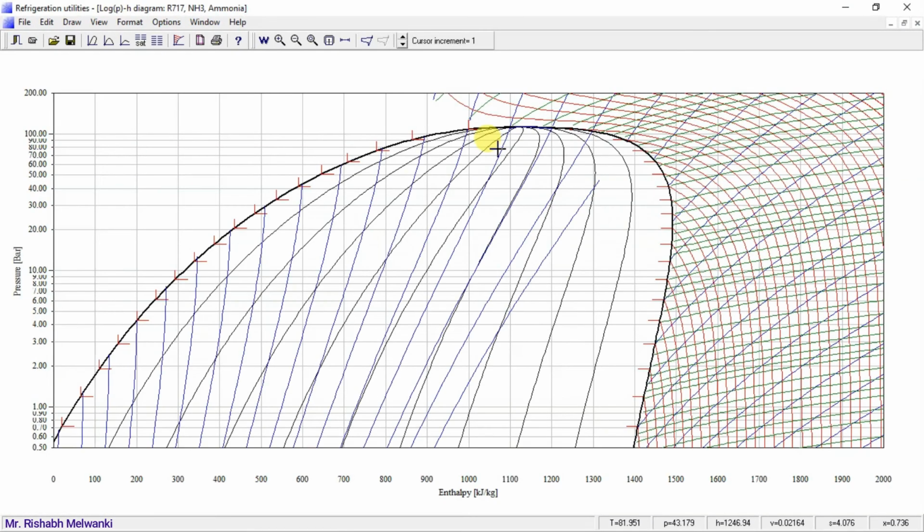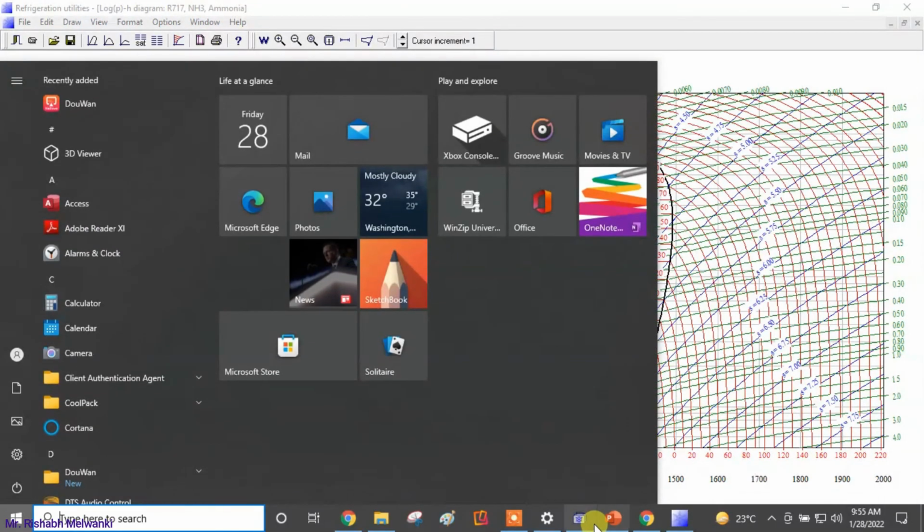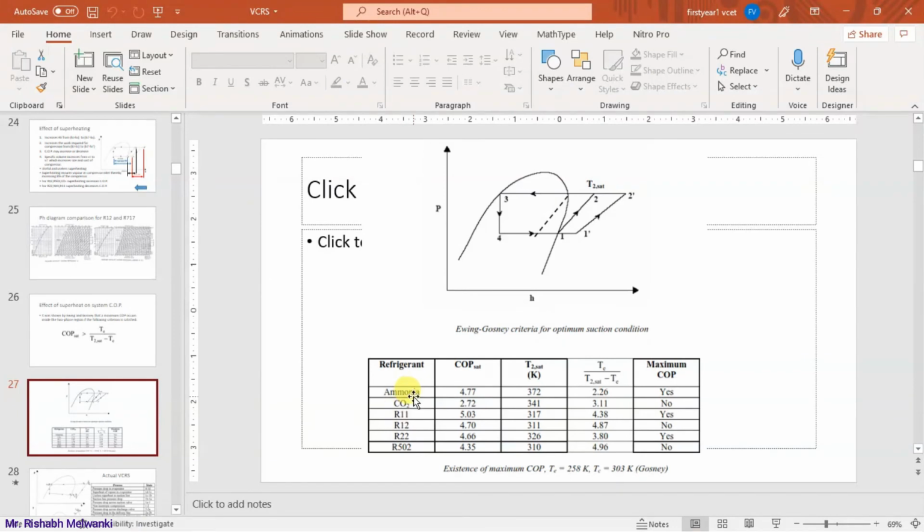So this is the pH chart of ammonia refrigerant. What I am trying to prove over here is this point which is there in the presentation. What is that point? In which case the maximum COP occurs inside the vapor dome. So for ammonia it will occur, for R12 it is not going to occur. That point we are going to see over here. That is my objective.